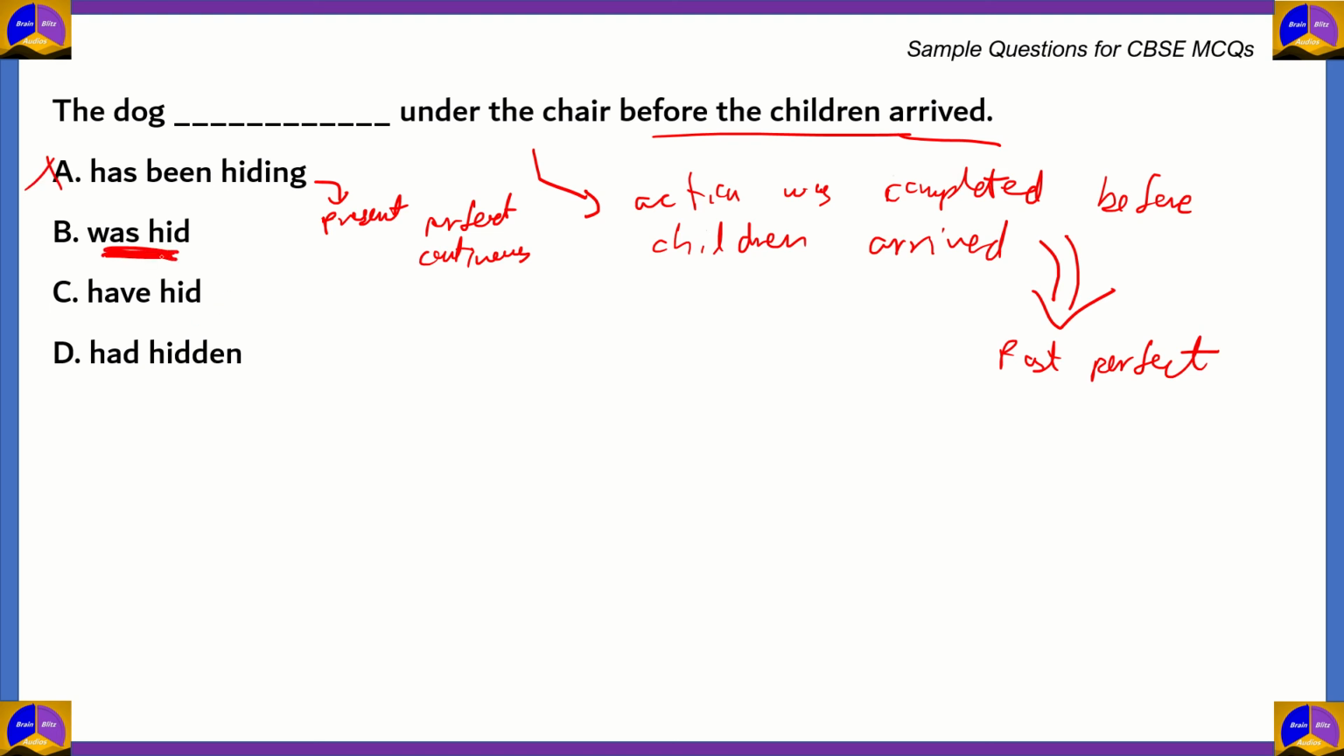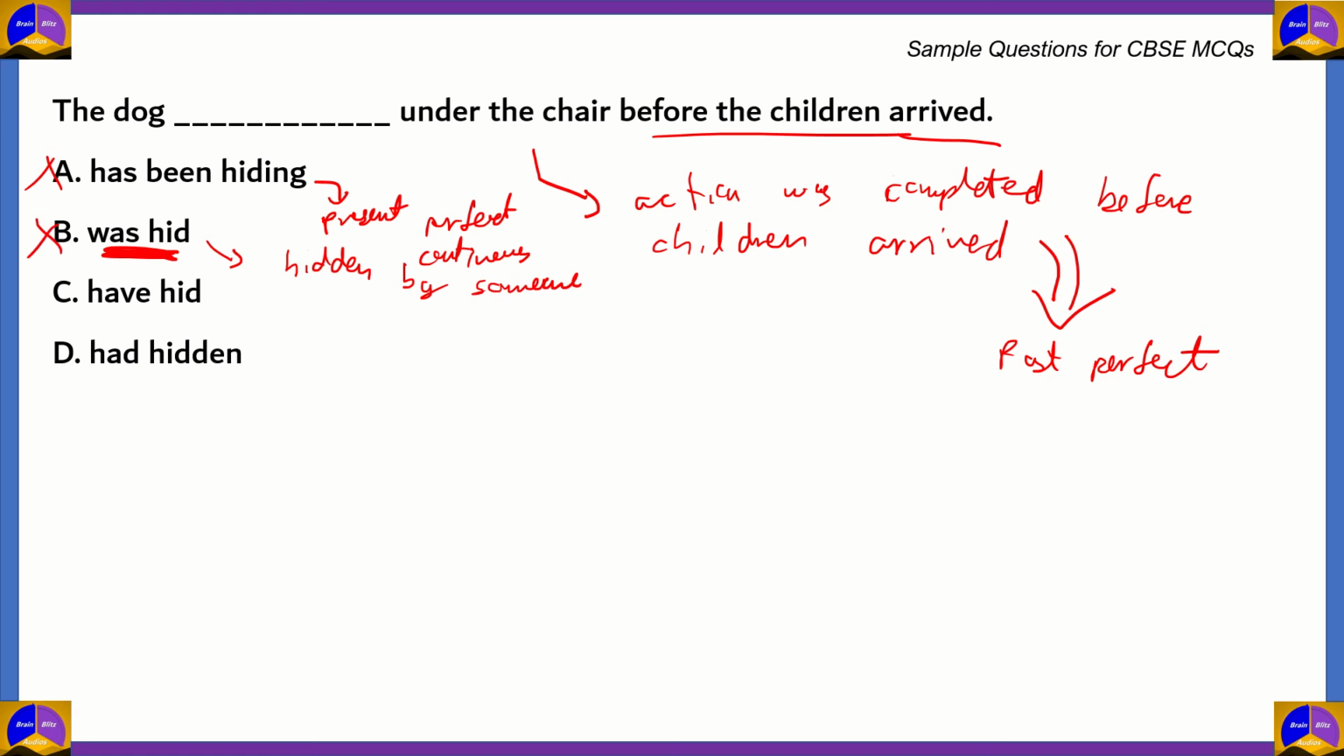Now what about option B? Was hid. Here, like in the statement, the dog did something under the chair. So we know that it's hiding because all of the four options say hiding. So the dog had hidden under the chair before the children arrived. So the action was completed by the dog. However, if you said the dog was hid under the chair before the children arrived, then it would be implying that the dog was hid by someone else. So therefore, option B is again incorrect.